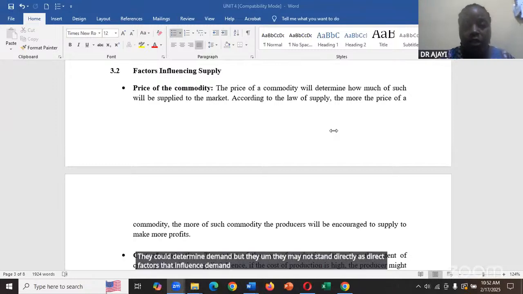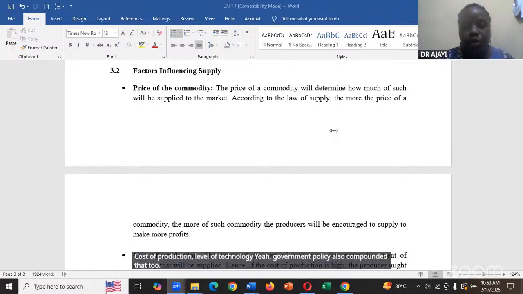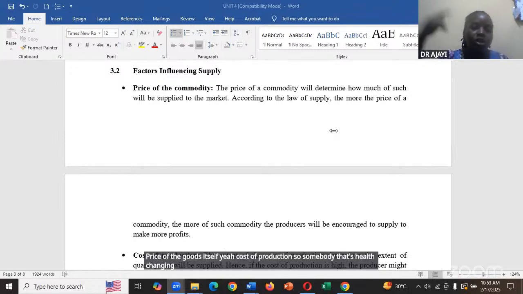So I will want response now on that of supply, determinants of supply. Now, for that of supply, let's see the response. Cost of production, level of technology, yeah. Government policy also comes under that too. Price of the goods itself, yeah. Cost of production. So somebody that says changing cost of production, it also comes.